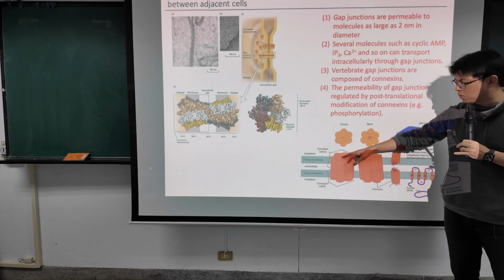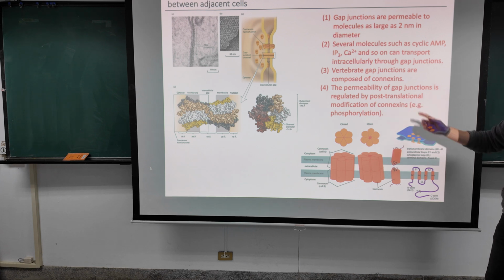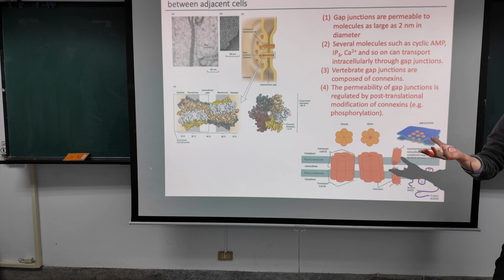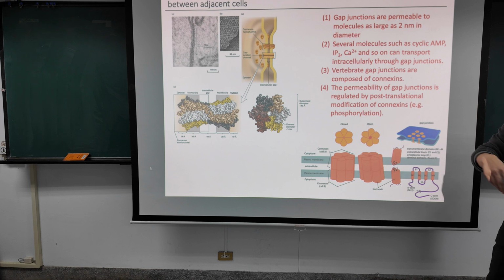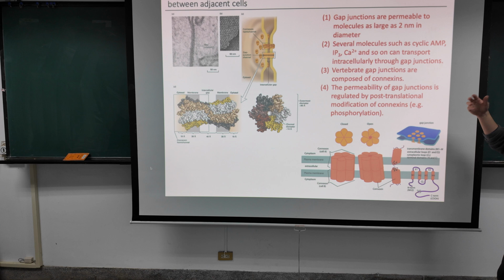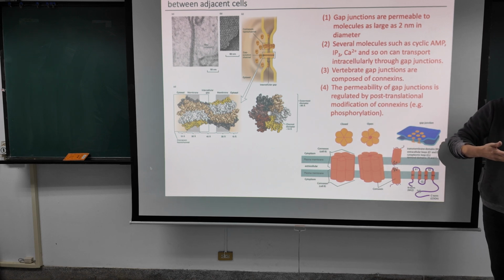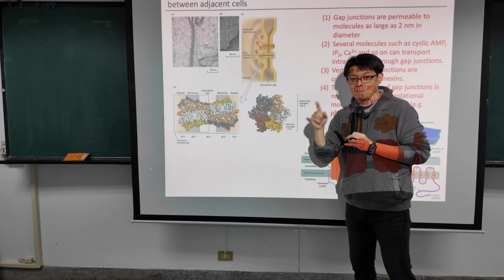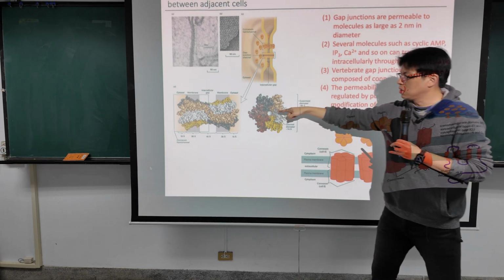Okay, they don't have a tunnel in the core, but with some post-translational modification, this means the modification happens once after they synthesize. Okay, we call it post-translational modification. Modification happens after protein translation. So for example, phosphorylation. If you add some phosphate group to those proteins, it changes their conformation and they will twist with each other and generate such a space in the core region, that will be the conduit or the tunnel, allowing small molecules to go across this area.